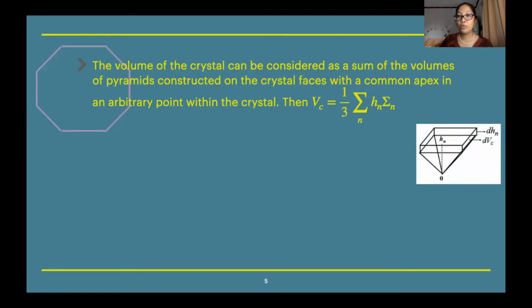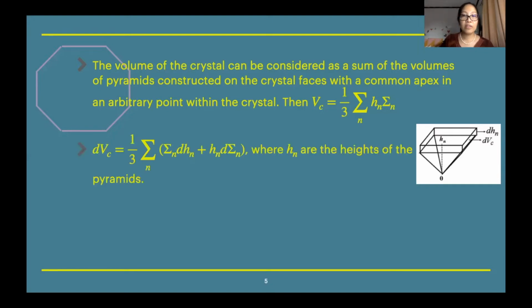And we have to sum all of these volumes of pyramids. So we have the equation for the volume of the crystal equal to 1/3 times the summation over n of the height times the area. If we want the derivative of this volume of the crystal, then we must get the derivative of each parameter. As shown in the equation, it's written in terms of the derivative of the height and then the derivative of the area.